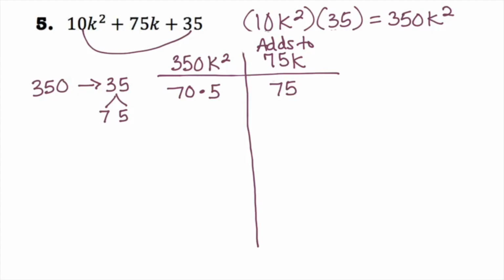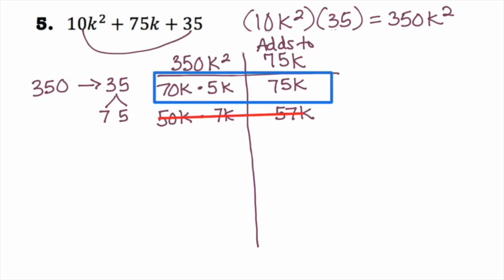I mean, you could go through 1 times this and 2 times that. You can get it when you get to 5, but it's a lot of work when you're dealing with a big number like that. You could also flip it around and have it be 50k times 7k. Instead of putting the 0 on 70, we put the 0 on 5. So it's 50k times 7k. But when you add that together, you would get 57k. So that doesn't work because we're looking for 75.